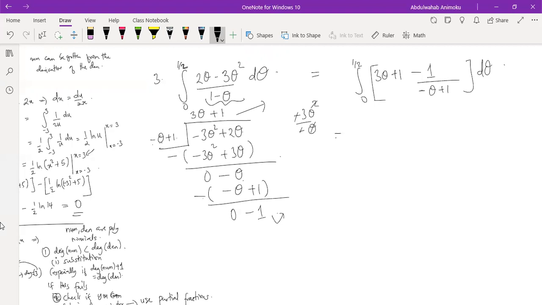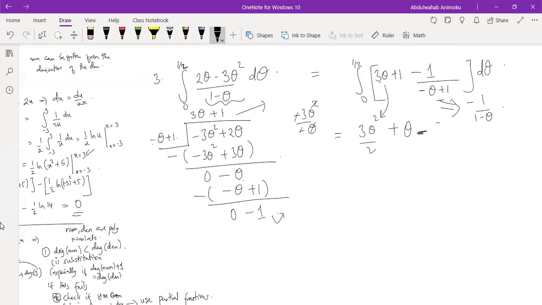Now it is quite easy to integrate this. So integration of 3 theta will be 3 theta square over 2. This is just integration of a polynomial, don't forget. Then integration of 1 is just theta. Now for the integration of this last part, it would be nice to rewrite this one first. So this is minus 1 over 1 minus theta, okay? Okay, so what does that give us?